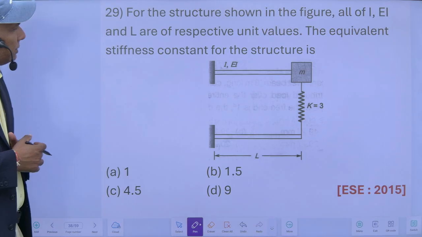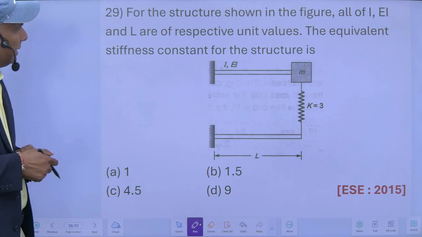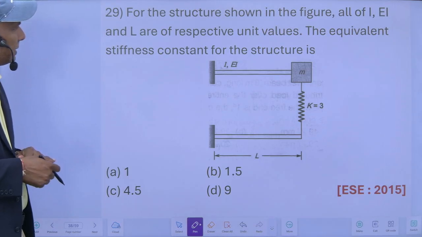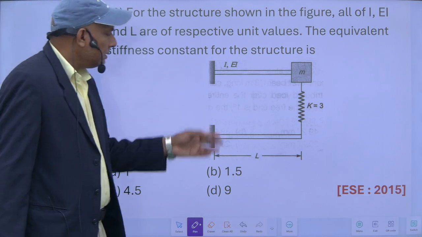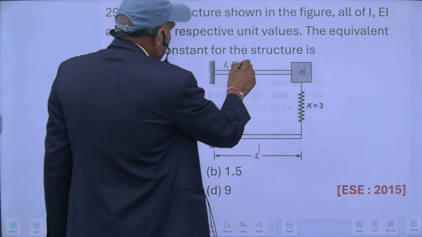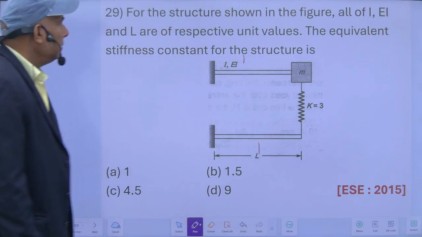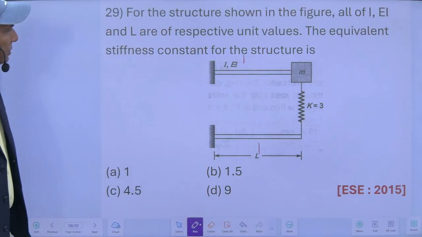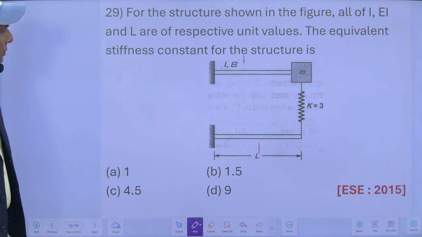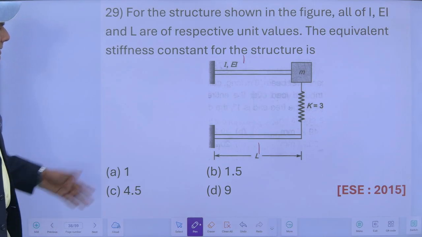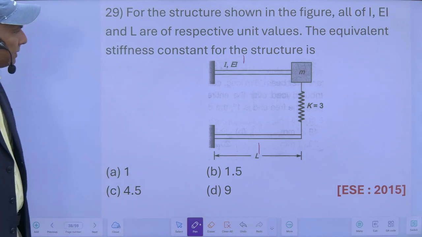For the structures shown in the figure, all of I, EI, L are respective unit value. Means this L is 1, this EI is 1. The equivalent stiffness constant for the structure is equal to how much? This is the same which we have discussed so far.